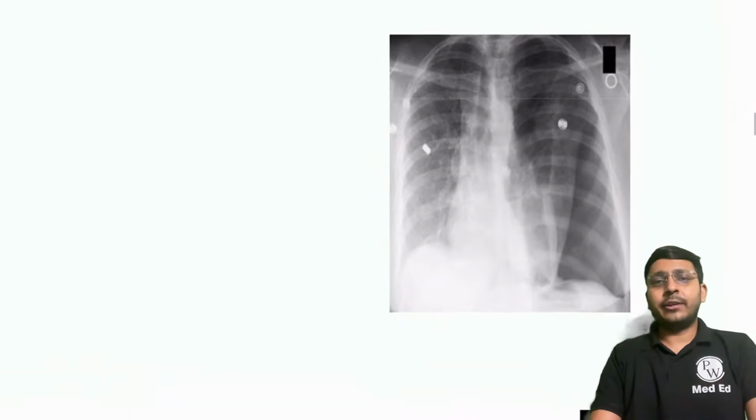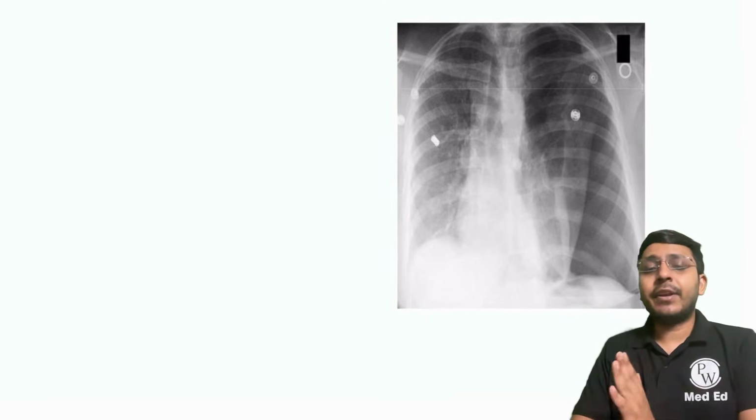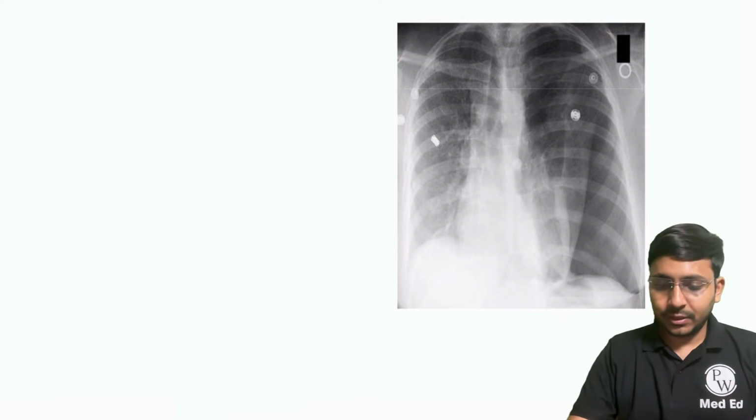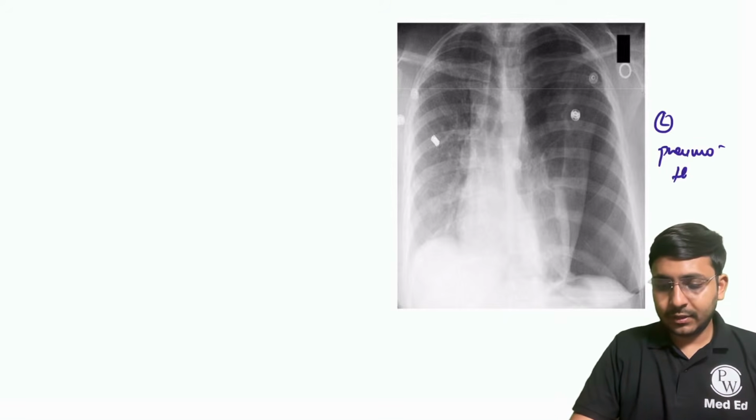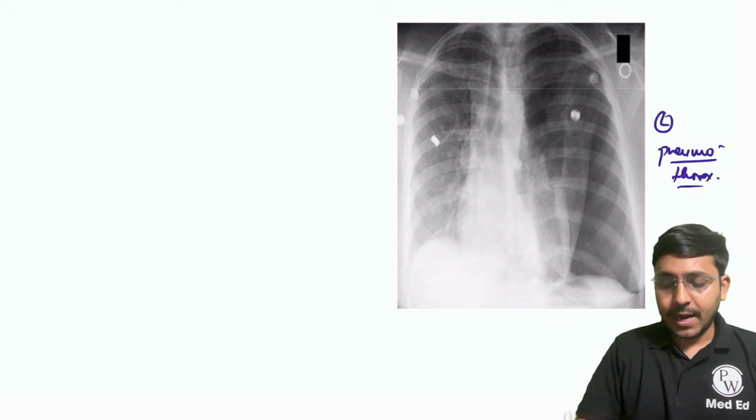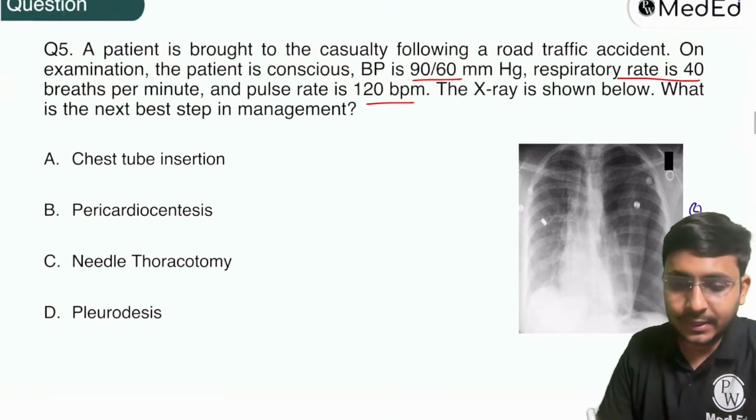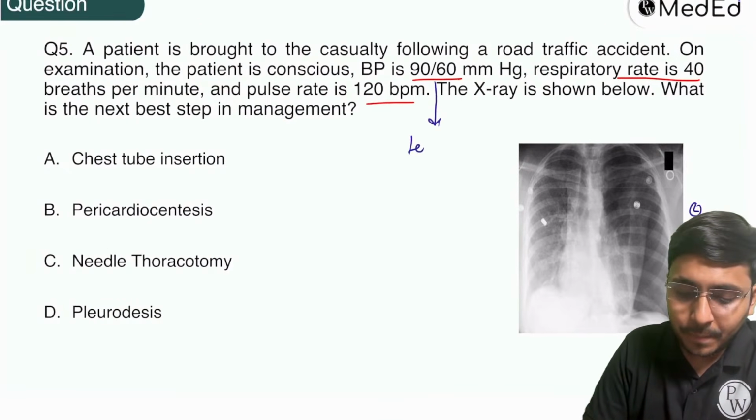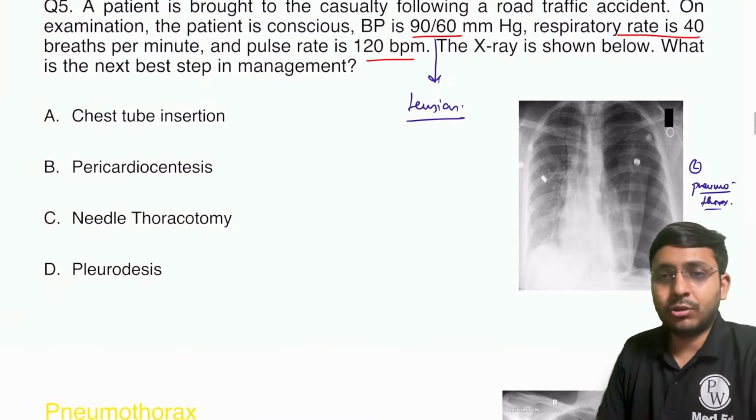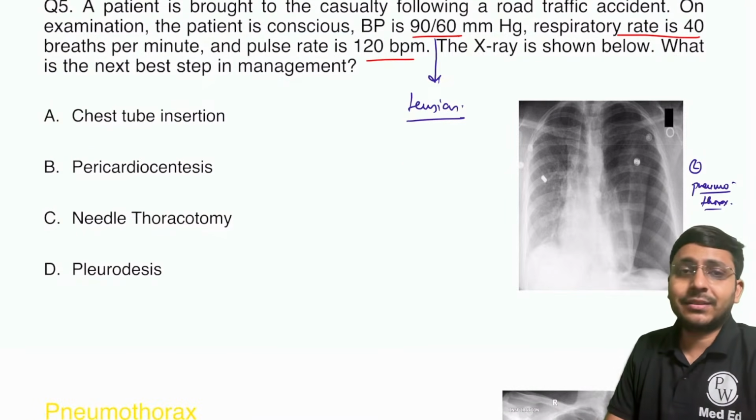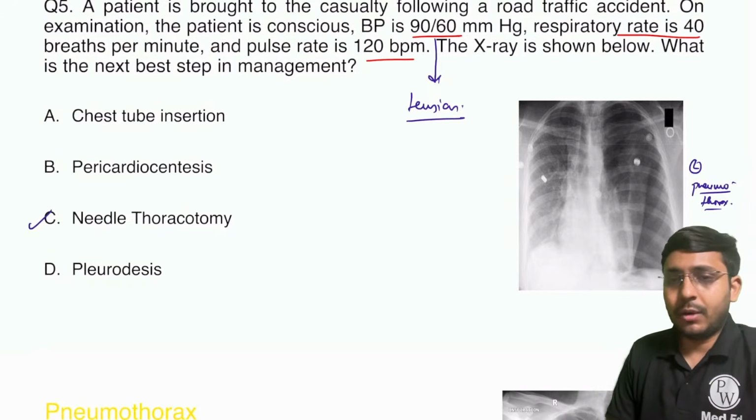So what are you seeing here? You are seeing that there is a left pneumothorax. So this is a left pneumothorax, and not just a simple pneumothorax. There is tension because there is hypotension. So this is a left tension pneumothorax. And what is the next best step? You will do a needle thoracotomy.